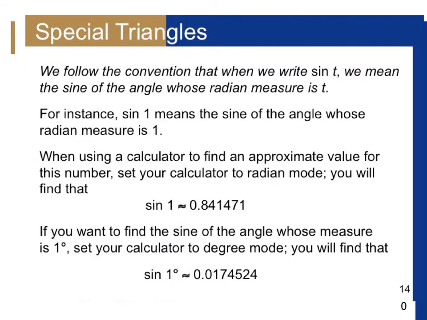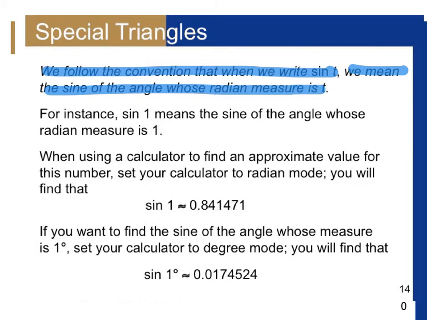And just a note about the convention of how we write a trig function. We follow the convention that when we write sine of t, we mean the sine of the angle whose radian measure is t. So keep in mind that that's radian measure if we say sine of t. So if we write sine of 1, that means sine of 1 radian. That would be about 57 degrees. So sine of 1 is about 0.841471 using a calculator.